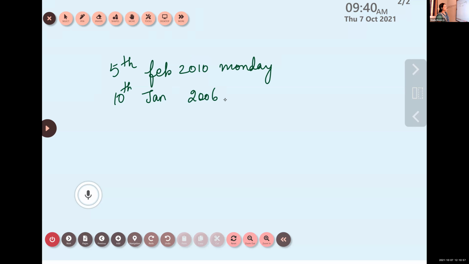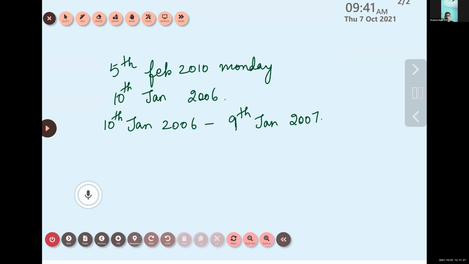Method is same. You start from 2006. We are asked to find the day on 10th January 2006, so you start from 10th January 2006 to 9th January 2007. Is 2006 a leap year? Is it divisible by 4? Pranav? No. Therefore how many odd days will you get? One odd day, isn't it? We will get one odd day.